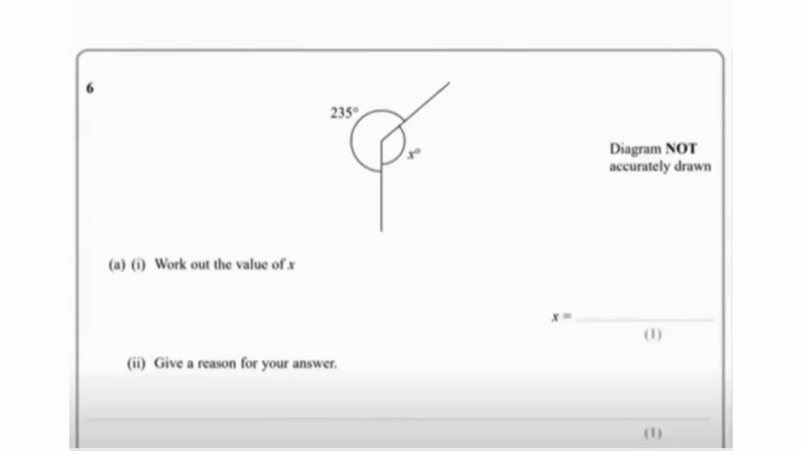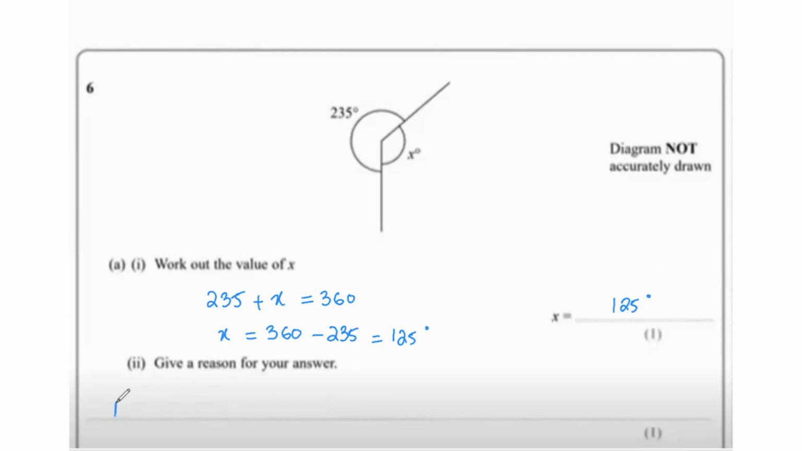Question 6 is work out the value of x. So we can see that we have a point, and around that point, we have two angles. One angle is 235 and the other is x. Both are completing the circle, which means the sum of 235 and x would equal 360. Hence, x would be the difference of 360 and 235, which is going to give us 125 degrees. Then it says give reason for your answer.